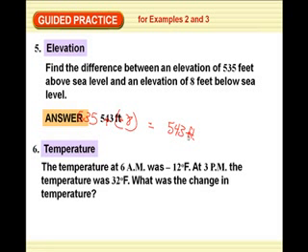There we go. And then temperature, the temperature at 6 a.m. was negative 12 degrees. At 3 p.m. the temperature was 32 degrees. What was the change in temperature? So it went from, changes, subtract, negative 12 minus 32. It went up. Boom, that's negative 44, but it didn't go down, so it's going to be positive 44, I believe.